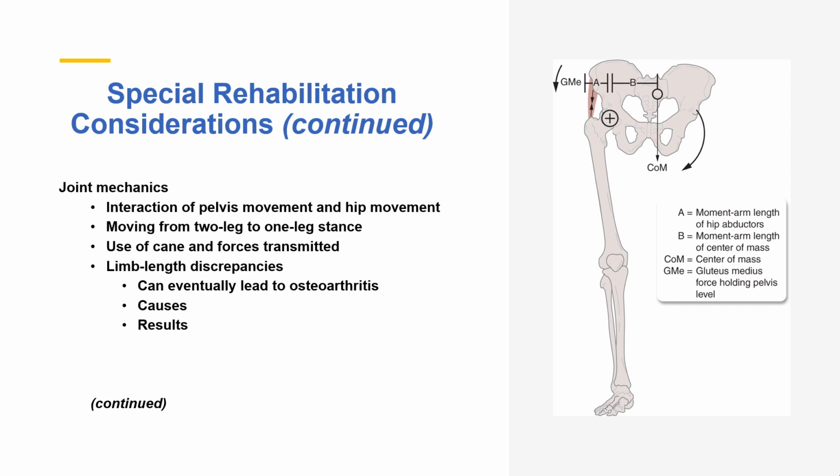So once again, it is leg length discrepancies that can lead to osteoarthritis, particularly in the side of the hip that has the longer limb. And that's due to these compressive forces that are acting on the longer limb's hip joint abductors, and therefore they must compensate to try to keep the pelvis level.